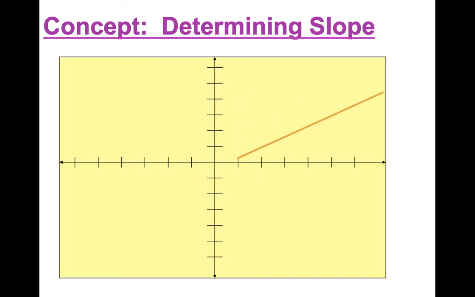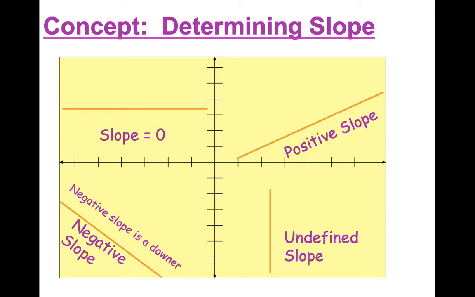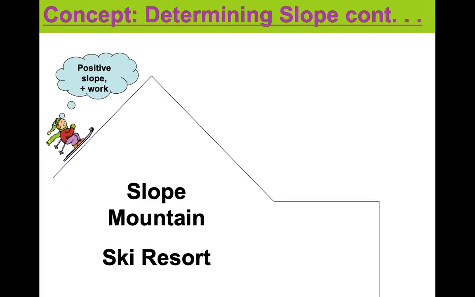So we're going to look at this concept of determining slope. Positive slope goes up. Negative slope goes down. Negative slope is a downer, while zero slope is flat, and no slope or an undefined slope is straight up and down.